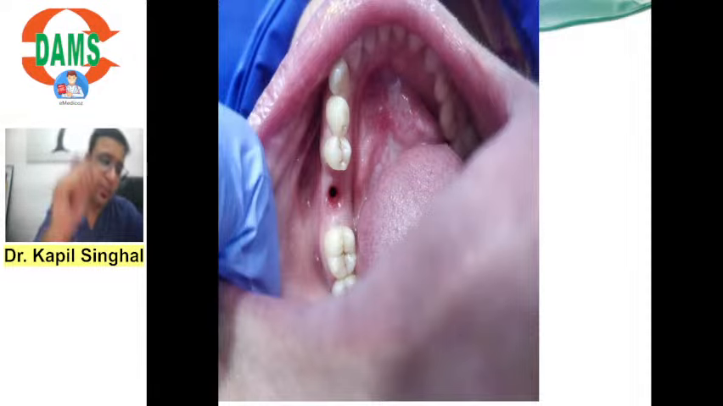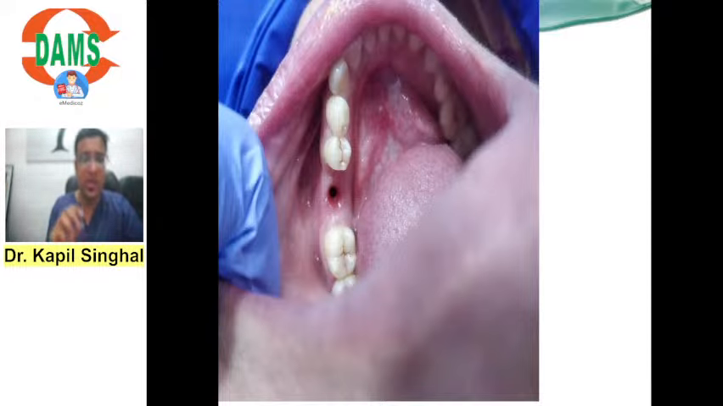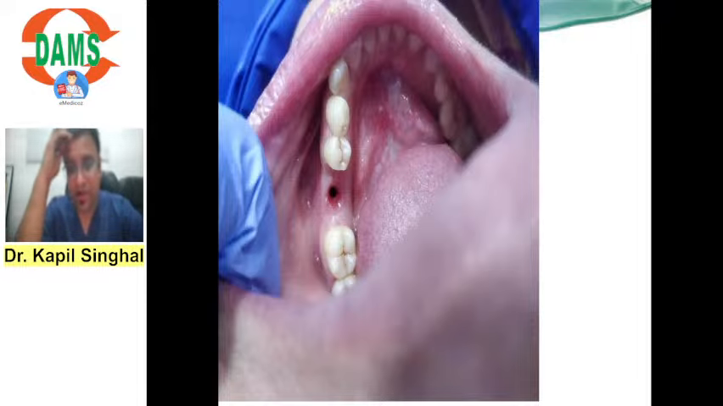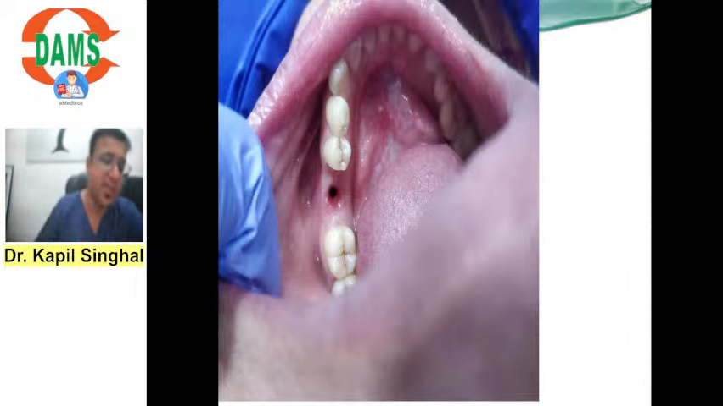Now, what is the difference? The impression post is still in the patient's mouth. I'll have to remove that impression post and insert it in the impression manually. Means I have to transfer it. So that is why this closed tray impression technique, because the tray is closed, is also known as transfer impression technique.